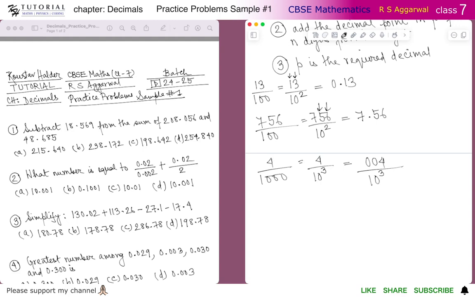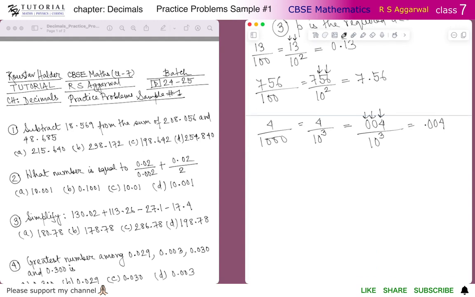Now what we do is we add the decimal point in the numerator 3 digits from the right. So this becomes 3 digits. So we put the decimal point. So this becomes 0.004.